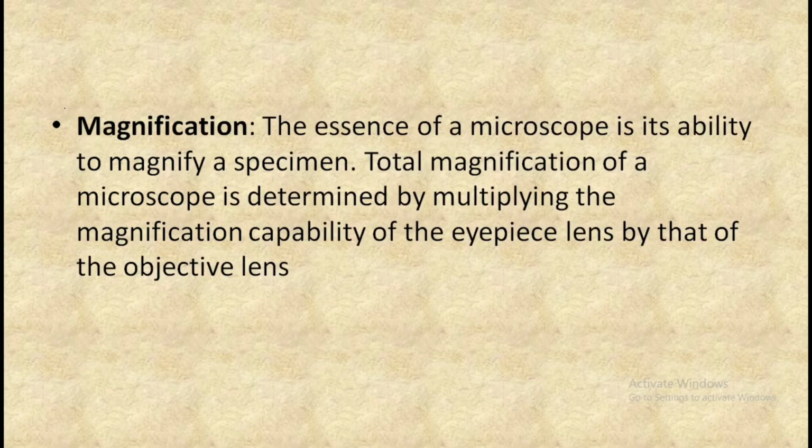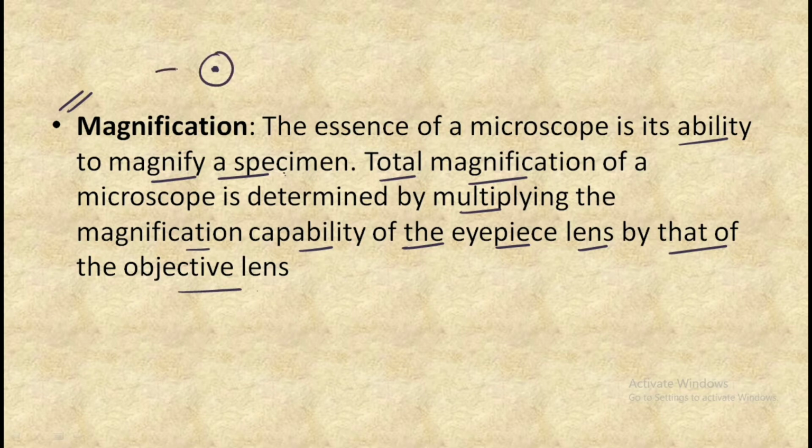Talking about magnification, it is the ability of a microscope to magnify a specimen. The total magnification of a microscope is determined by multiplying the magnification capability of the eyepiece lens by that of the objective lens. In simple words, magnification means by what amount a particular specimen under observation can be enlarged by the microscope.